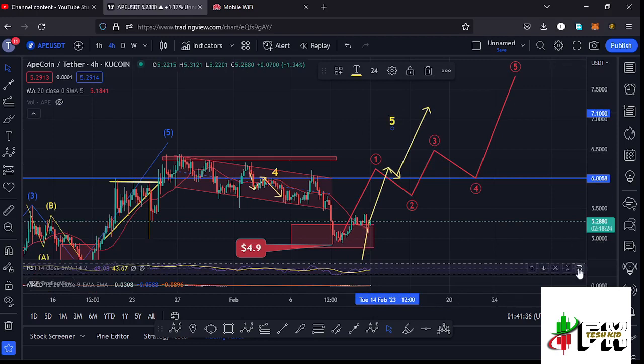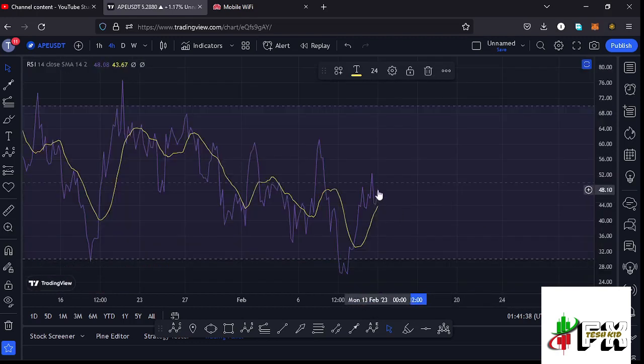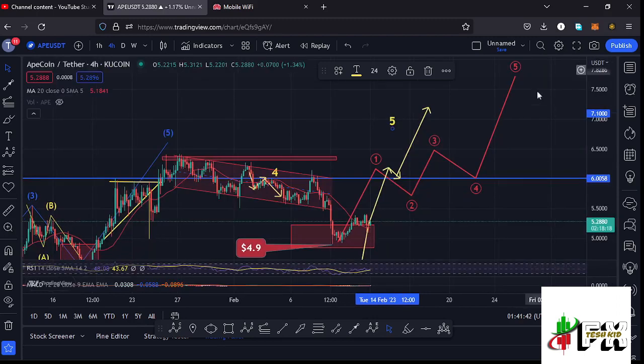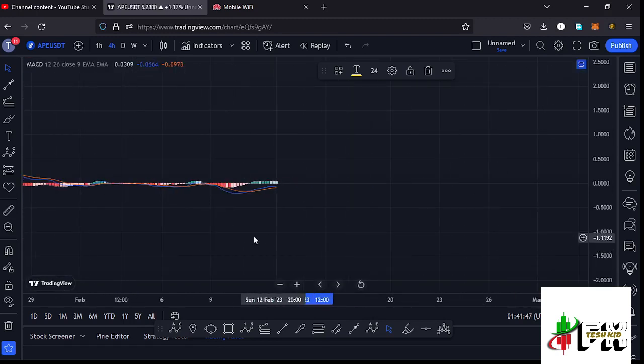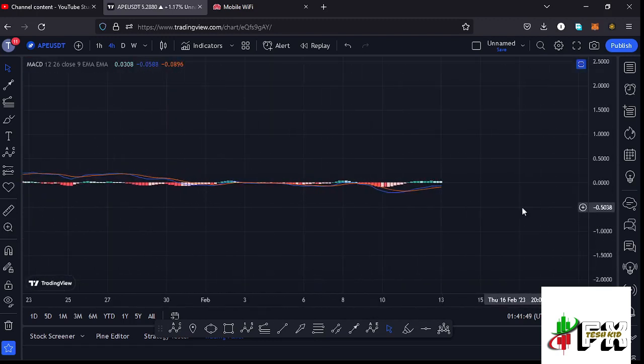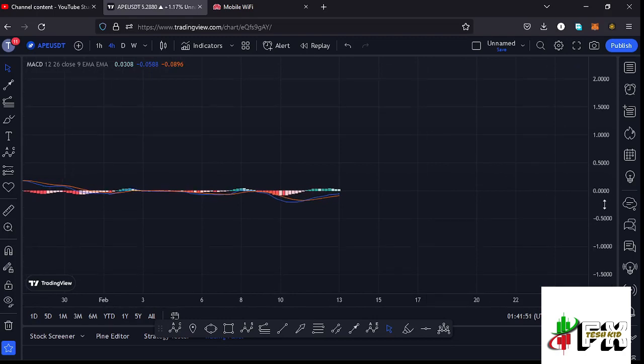And also taking a look at the indicators here on the RSI, we are trading at around the 48 mark, meaning we have massive room for us on the RSI to fully support higher prices in the formation of that wave 5. And also taking a look at the MACD, we have been able to print a bullish cross, fully supporting higher prices in the formation of that wave 5.